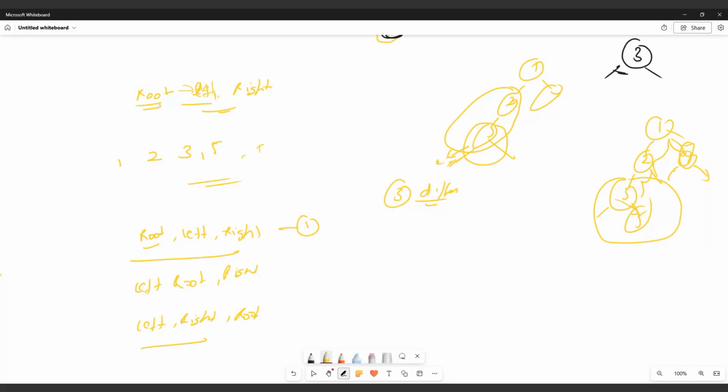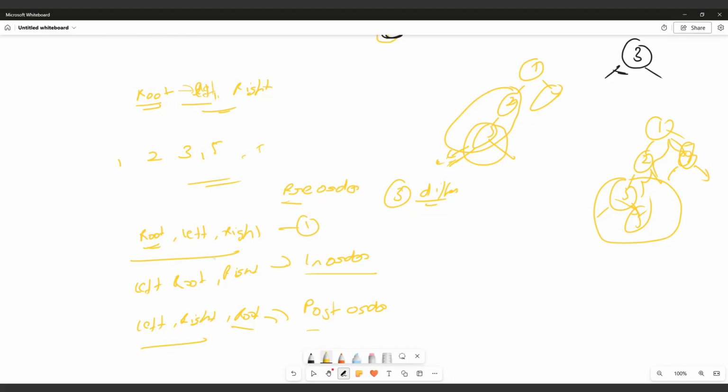These names are based on the location of the root. If we print the root first, we call it pre-order, meaning the root is in the beginning. If the root is in the middle, we call it in-order. If we print the root later, it means post-order. Post means after, pre means before. So if the root is before, we call it pre; if the root is after, we call it post; and if the root is in the middle, we call it in-order.